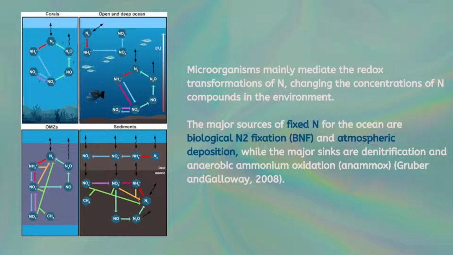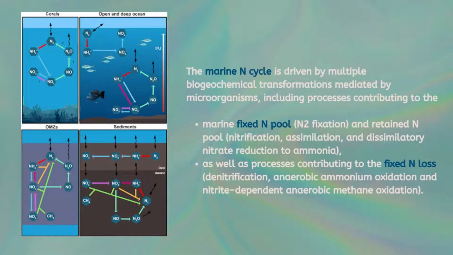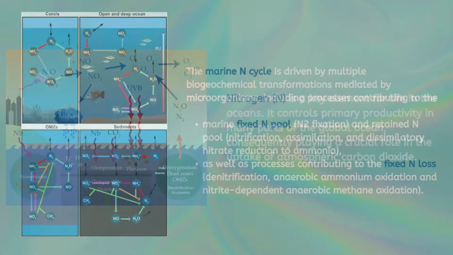Microorganisms mainly mediate the redox transformations of nitrogen, changing the concentrations of nitrogen compounds in the environment. The major sources of fixed nitrogen for the ocean are biological nitrogen gas fixation and atmospheric deposition, while the major sinks are denitrification and anaerobic ammonium oxidation. Gruber and Galloway, 2008.